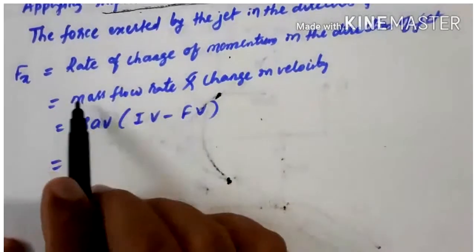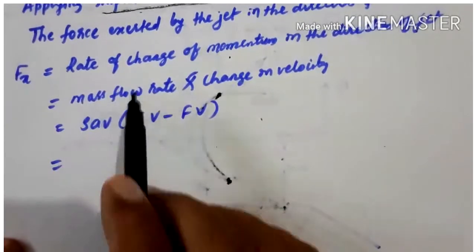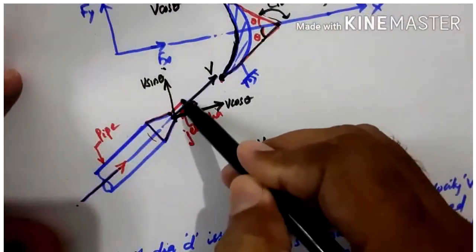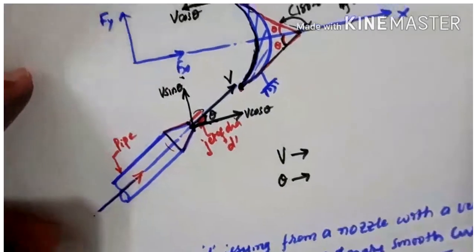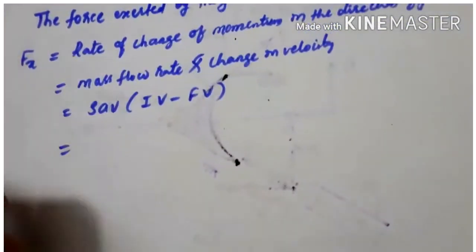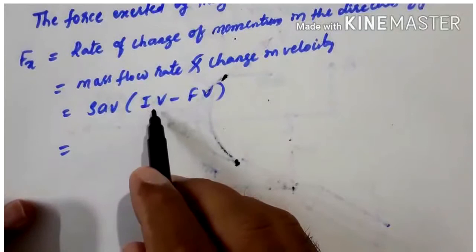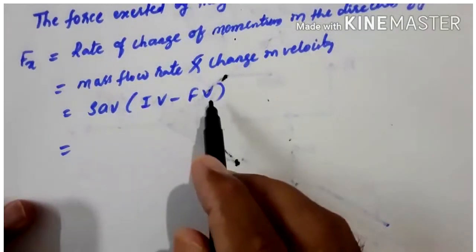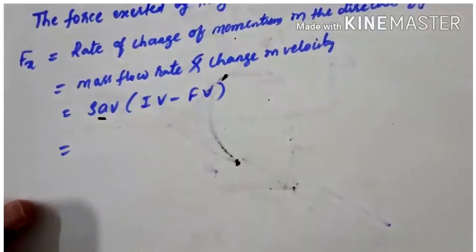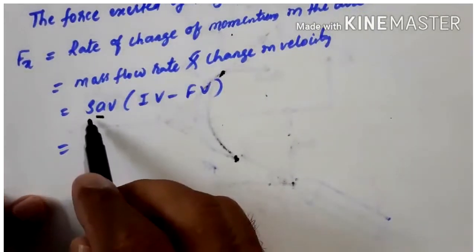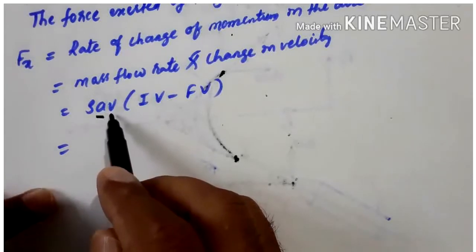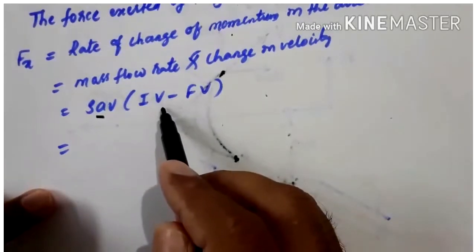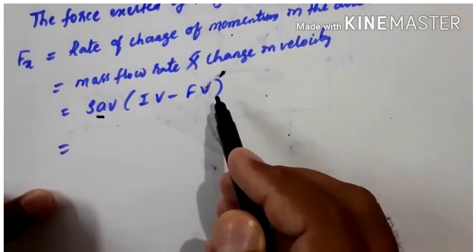So the mass of fluid coming out of the nozzle remains the same. Only the velocity changes, so that change can be taken as initial velocity minus final velocity. This mass flow rate is rho a v, where rho is the density of the liquid, a is the area of the jet, and v is the velocity of the jet, into initial velocity minus final velocity.